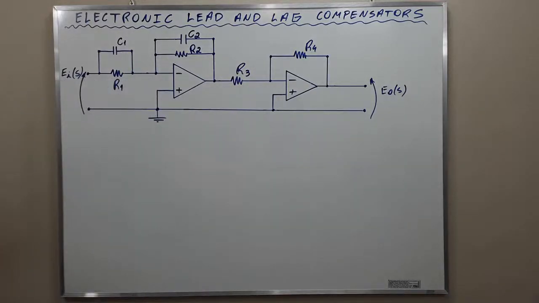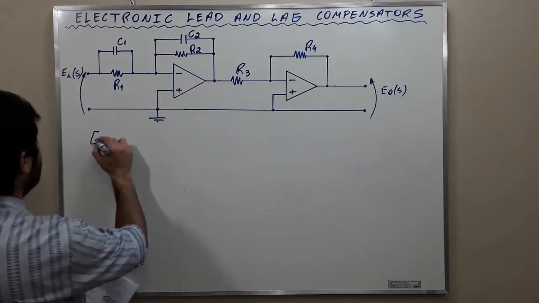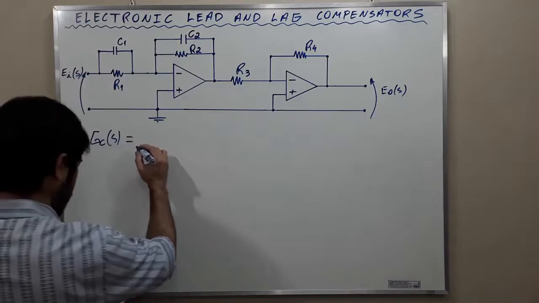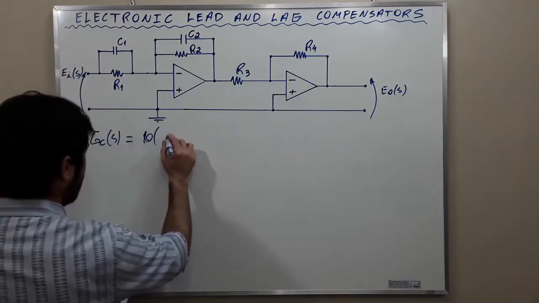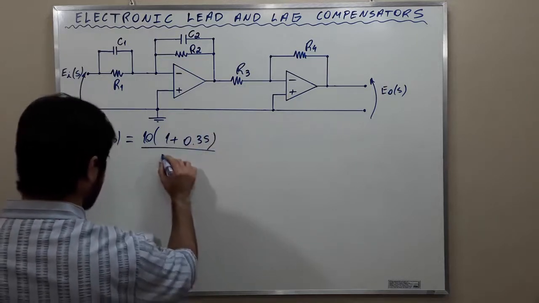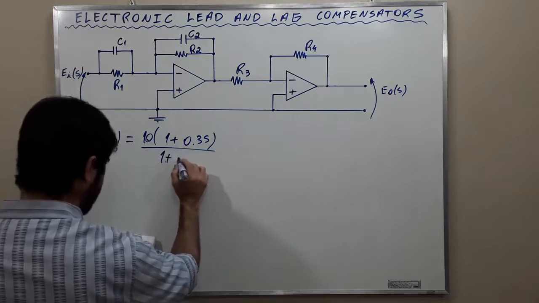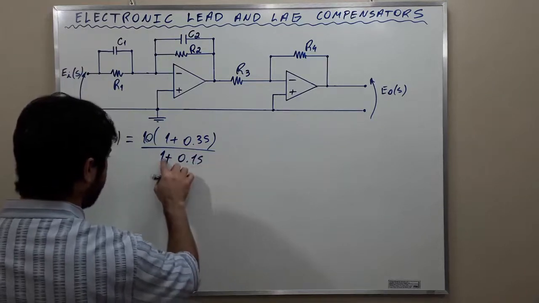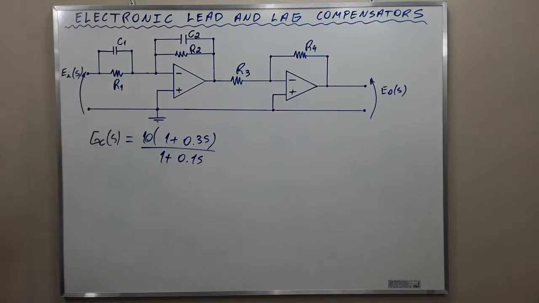The exercise: what is the maximum phase shift a lead compensator represented by the transfer function would provide? The transfer function is Gc of S equal to 10 times (1 plus 0.3 S) over (1 plus 0.1 S). Okay? What is the maximum phase shift a lead compensator represented by the transfer function would provide?